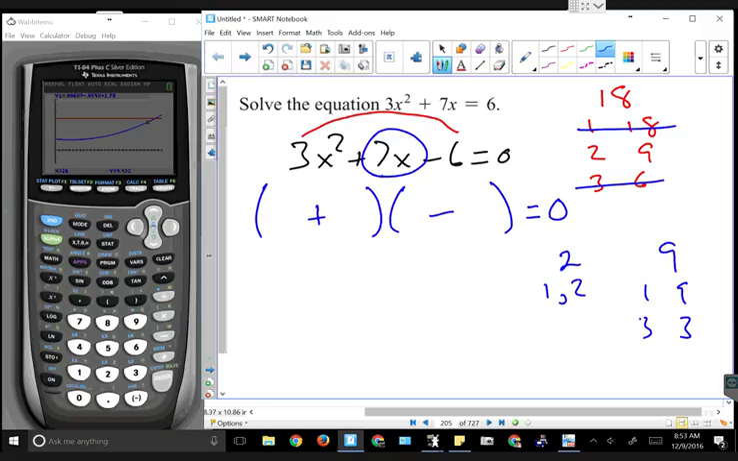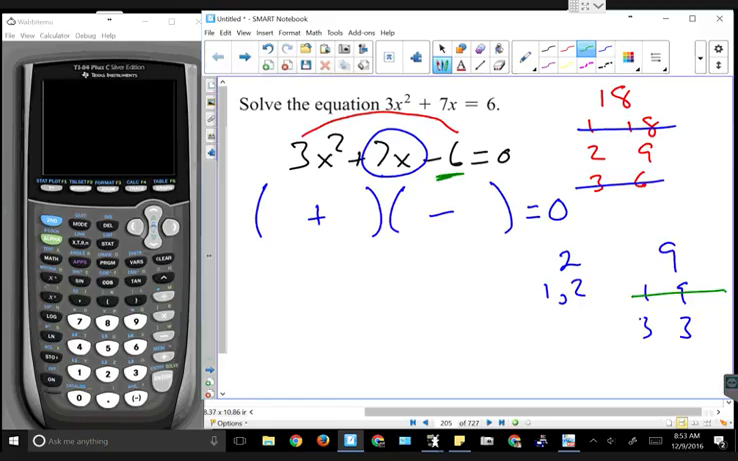Now, somehow, some way, I need to get to a negative 6 here. Okay? Will multiplying 1 and 9 actually do that? Is there any way I can use 9 to get me to a 6 when I multiply? The answer is no. Is there any way that I can use a 1 and a 2 and a 3 and a 3 to get to a 6? And the answer is yes.